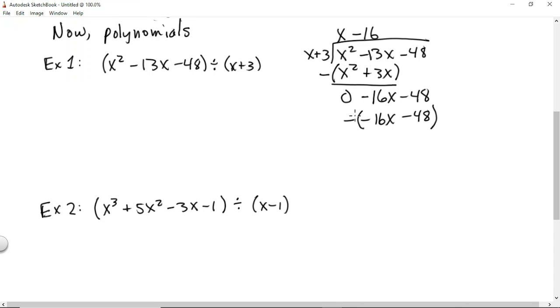So I say, okay, negative 16 minus the negative 16, that's negative 16 plus 16. So that is 0, just like we wanted. Now we have negative 48 minus a negative 48. Well, that's negative 48 plus 48. That's 0. And we know that this is going to be 0, because when we got this, it was the same as what was right above it. So we're subtracting something from itself. Okay, so there's no remainder this time. That's it. We're done. There's nothing left to bring down, so we have our answer, x minus 16.